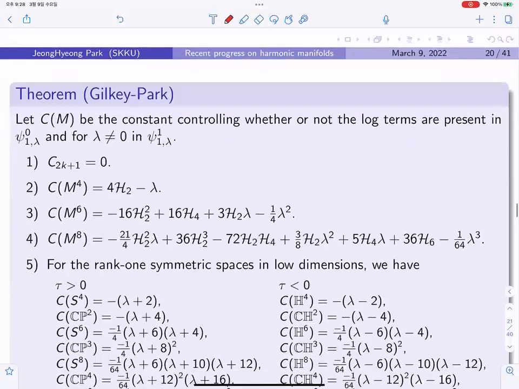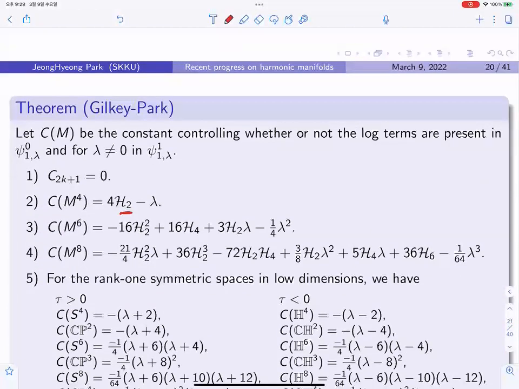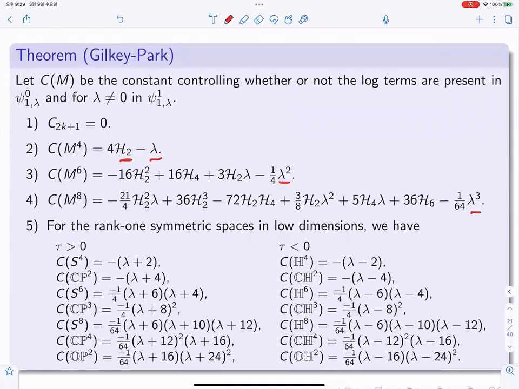So we compute that all the terms are zero. When the dimension is four, the constant is four times H2. This is the coefficient here, remember, in the density function. When the dimension is six, this becomes this way. When the dimension is eight, it is this. So the constant depends on the first, second and third order coefficients. And for rank one symmetric spaces, positive scalar curvature gives this, negative scalar curvature gives this. So the negative curvature comes with a minus sign.